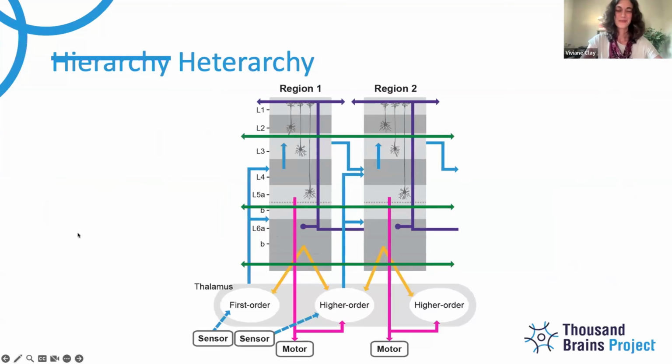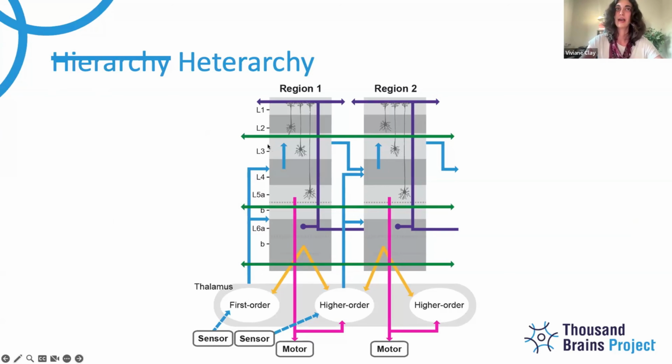Okay, cool. So kind of the conclusion or the argument we make based on this is that hierarchy is really a bit of a limiting term to use when describing the functional organization of the neocortex. It's really more of a heterarchy in the sense that there are hierarchical connections and there is hierarchical processing happening, but there are also a lot of non-hierarchical connections and a lot of parallel processing happening.